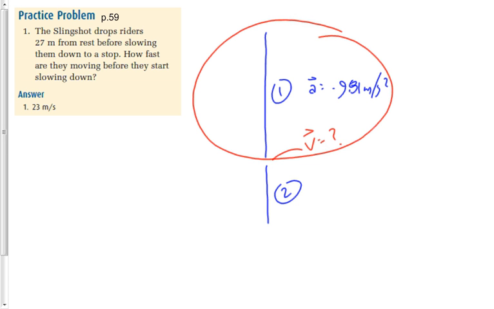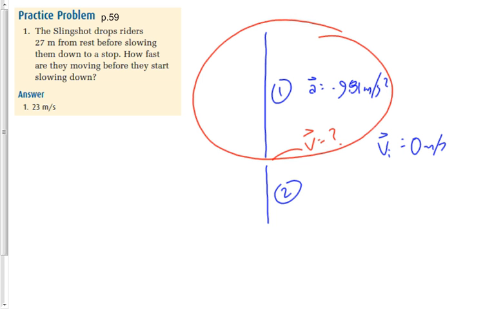So if that's the case, we're going to say vi is equal to, it drops riders. Doesn't throw them, it drops them. vi would be equal to 0 meters per second.